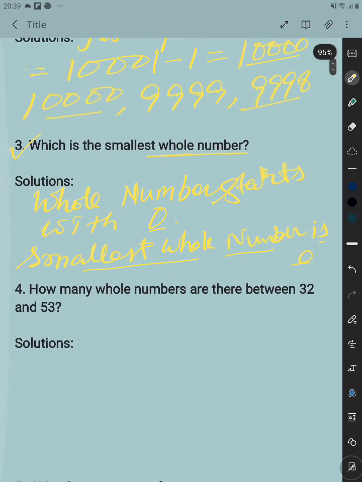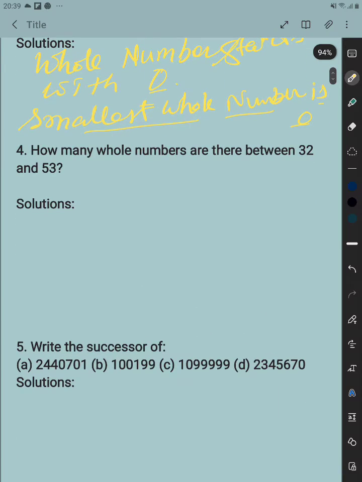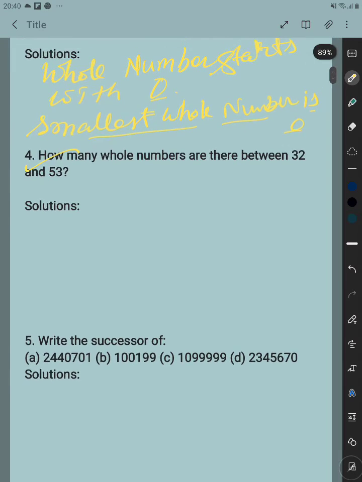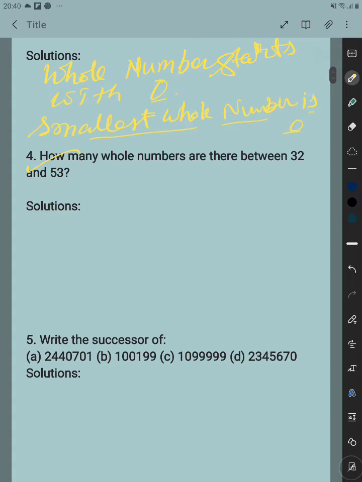Now coming further to question number 4, we have 8 questions in this exercise 2.1. There are sub parts also in the questions from 5 to 8. So we'll solve one by one anyway. First of all, we'll solve question number 4. It says how many whole numbers are there between 32 and 53. So we need to find the whole numbers that come between 32 and 53.